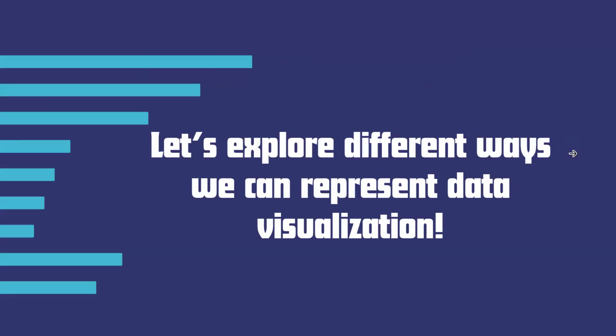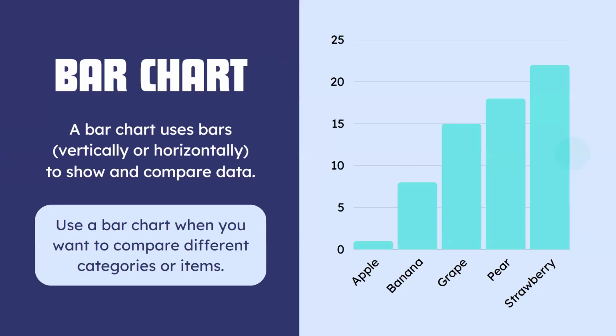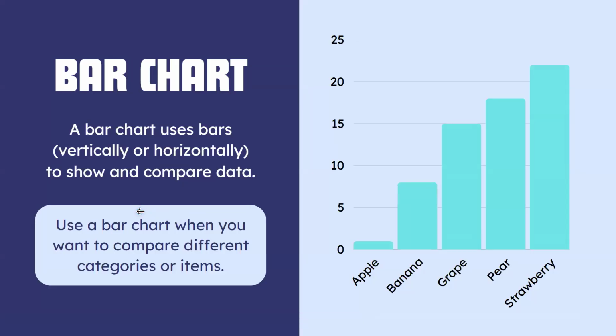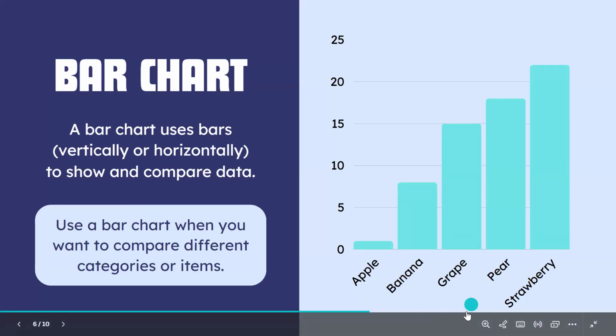Let's explore the different ways we can represent data visualization. Here there is a bar graph, pie chart, and other shapes, all under data visualization. Let's see the bar graph first. A bar chart uses bars, vertical or horizontal, to show and compare the data. Usually the bar graph is used when you want to compare different categories or items.